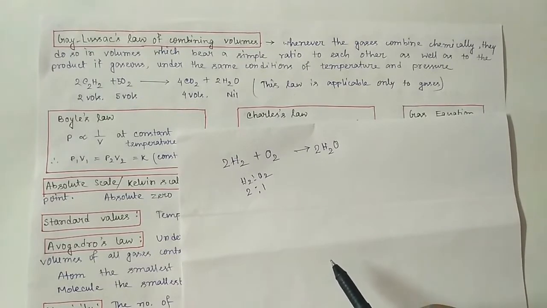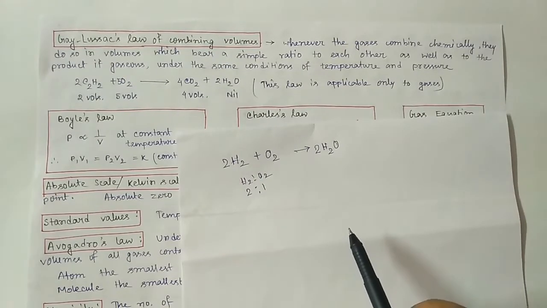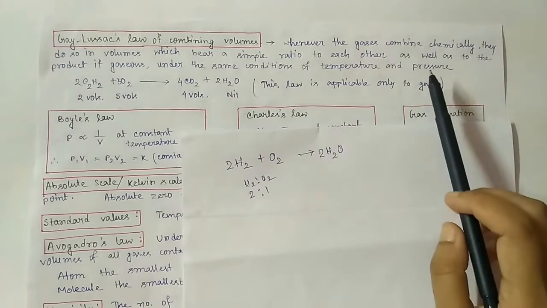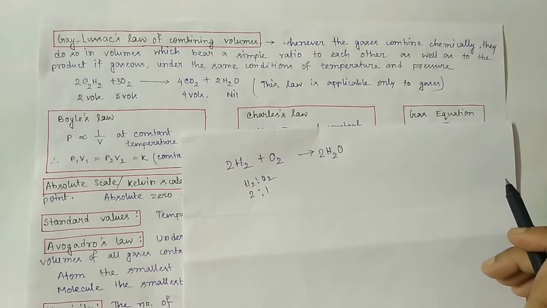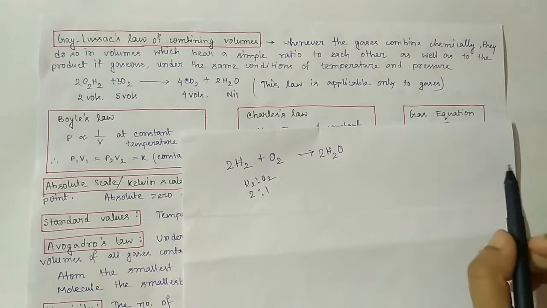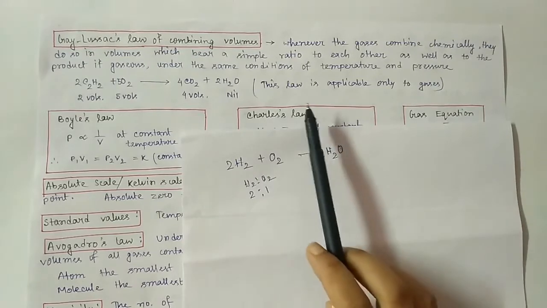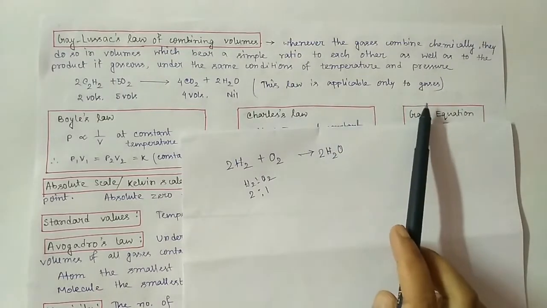And he found a similar relationship in other reactions. Finally, he came to the conclusion that whenever gases combine chemically, they do so in volumes which bear a simple ratio to each other as well as to the product if gaseous, under the same conditions of temperature and pressure. This is very important: they must be under the same conditions of temperature and pressure.